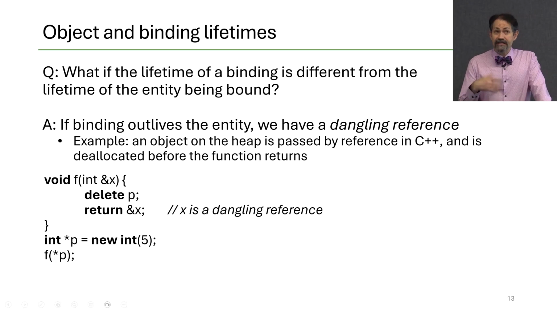Well, if the binding outlives the entity, then we have a dangling reference. For example, in the code below, an object that's on the heap is passed by reference in C++, and it's deallocated before the function returns. We have a dangling reference, and this could cause an error or security vulnerability in the code.